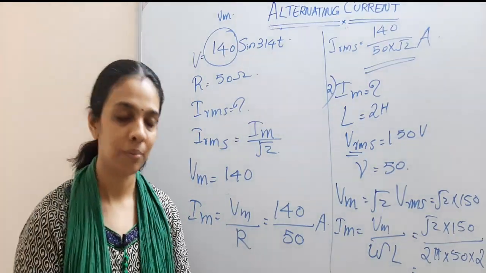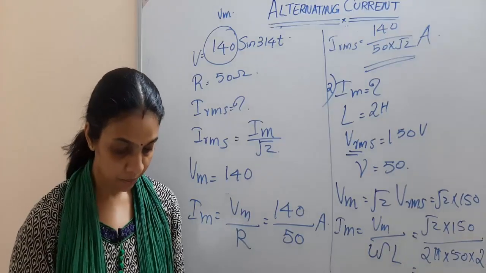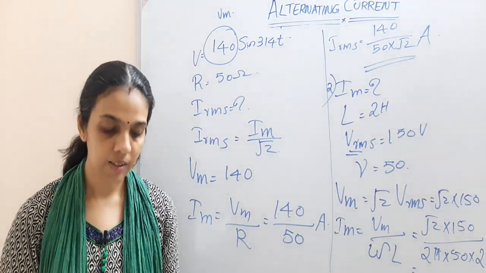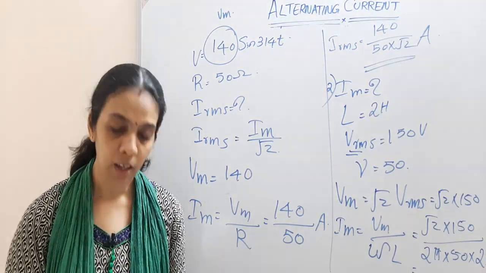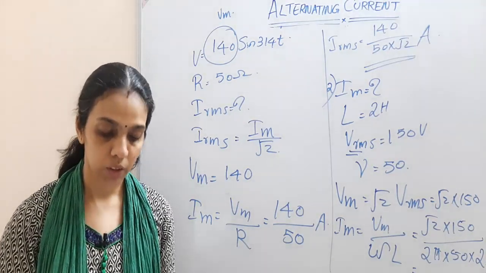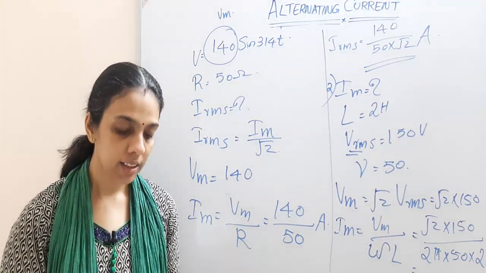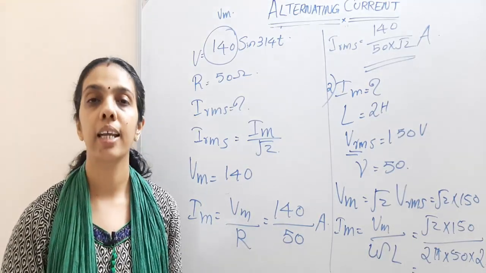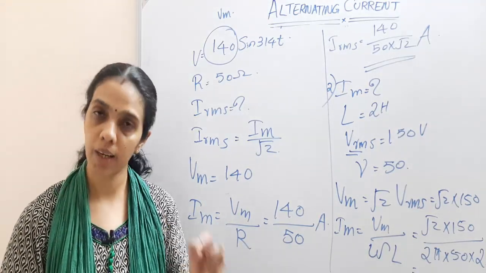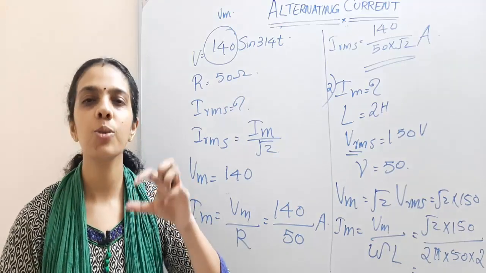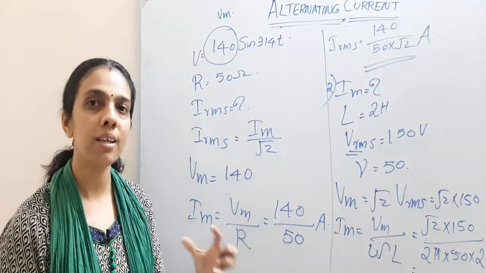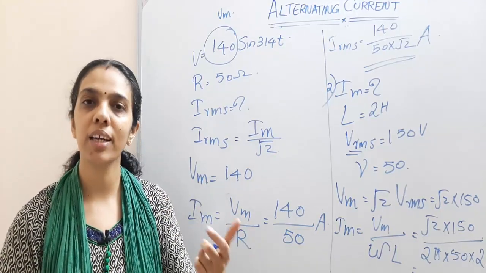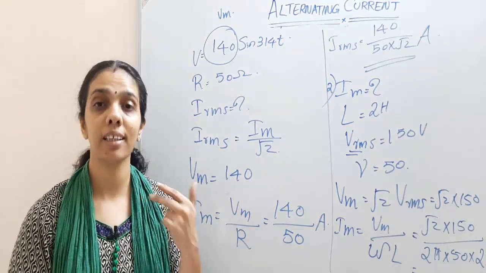Clear? Understood? So the next question is: a pure inductor of 50 millihenry is connected to an AC supply of 220 volt 50 hertz. Find its inductive reactance, RMS current and peak current. While I am reading this, you try to solve it. I will do it anyway, but pause the video and try to solve this. If you get the final answer, you will get the confidence that you can do it.